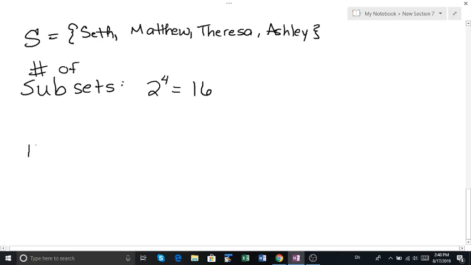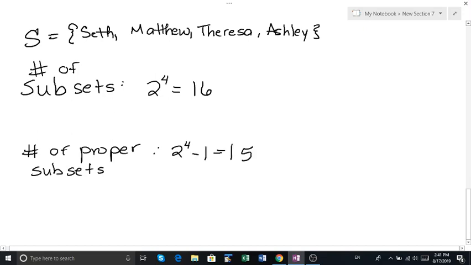All right, now we're going to look for the number of proper subsets. Okay, we know this formula is 2 to the nth power minus 1. We already said that n is 4 because that's the cardinal number of our set. So we have 2 to the 4th power minus 1, which is 15.